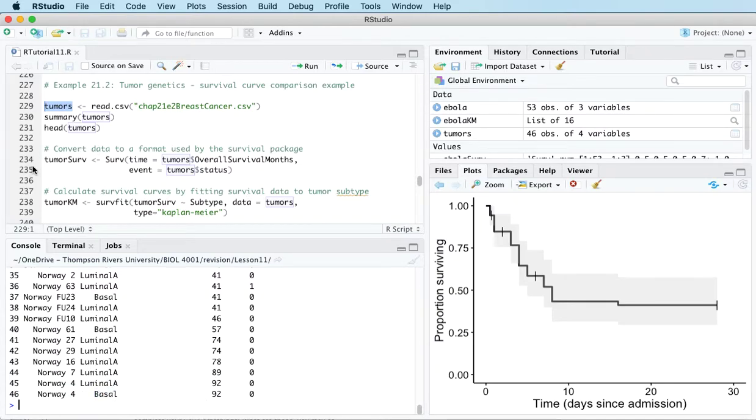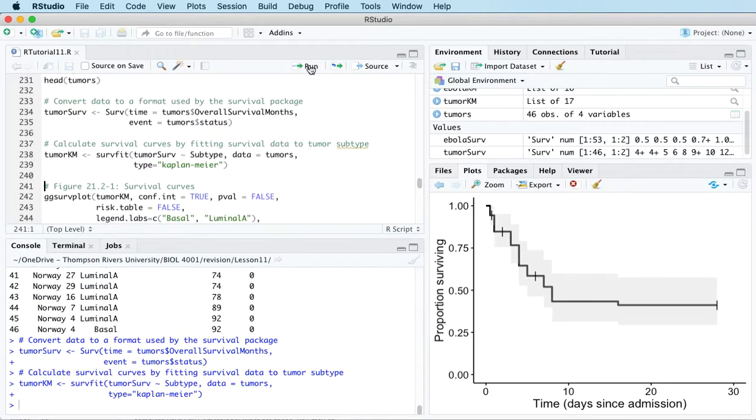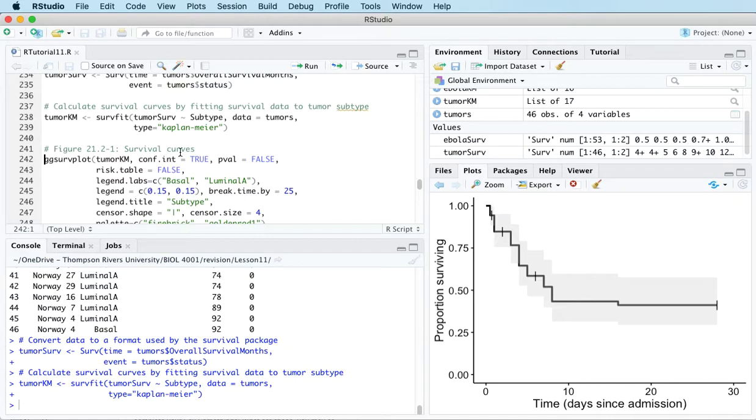We'll use the survival package again, and the first thing we need to do is convert the data into a format so that we can use the survival package. We do that with the Surv function, and then we use the survfit function just as we did before to estimate the Kaplan-Meier survival curves. And then we'll use ggsurvplot to draw the two survival curves together on a single plot.